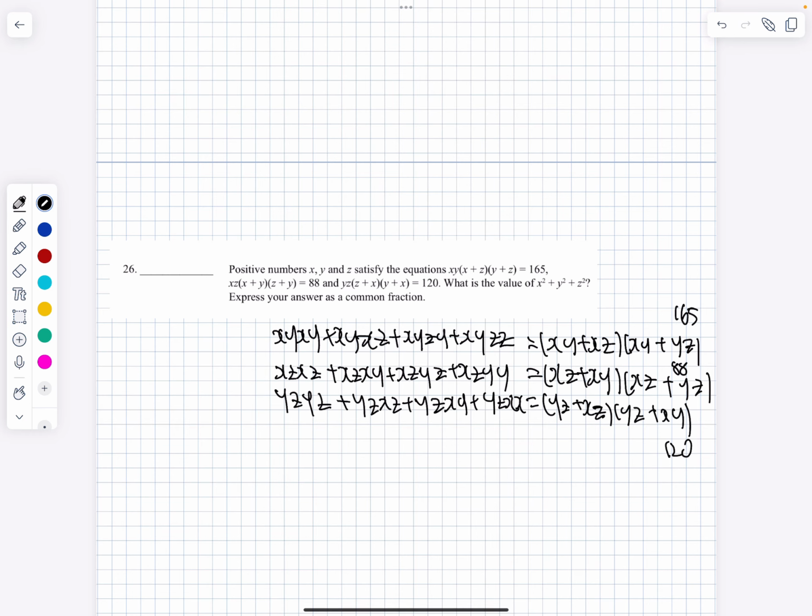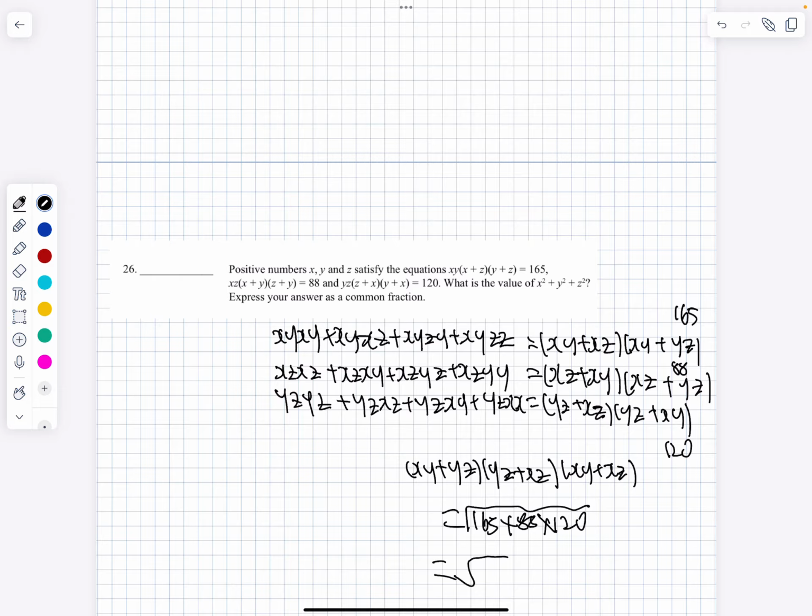Now, if we look at the simplified equations, we can see some values occur twice. For example, xy plus xz for the first equation also occurs in the second equation. Now, if we multiply these and take the root, the value of xy plus yz times yz plus xz times xy plus xz is root of 165 times 88 times 120.